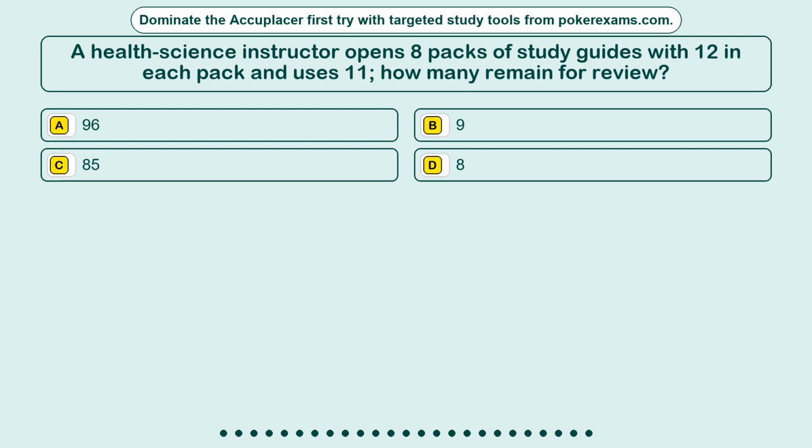Question 1. A health science instructor opens 8 packs of study guides with 12 in each pack and uses 11. How many remain for review? Option A, 96. Option B, 9. Option C, 85. Option D, 8.